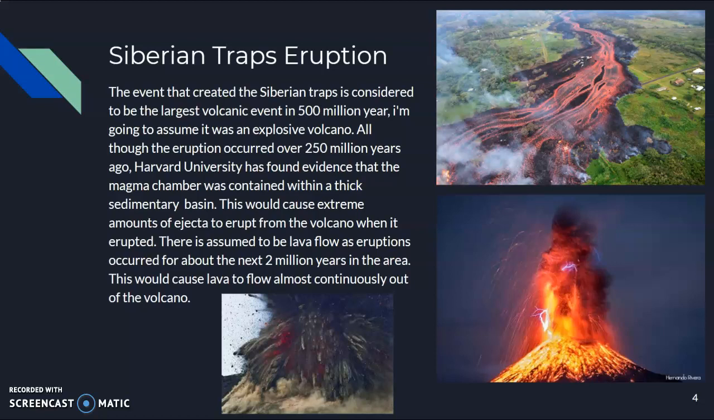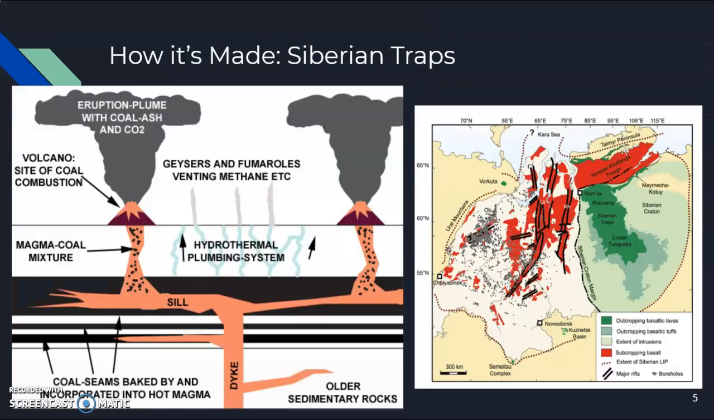contained within thick sedimentary basin. So that exploding out from the depth that it did would have caused a lot of ash, magma, lava, and basically a lot of different kinds of ejecta to explode into the atmosphere and kind of blanket it everywhere. There were continuous eruptions for the next 2 million years, so I'm assuming there was a lot of lava flows.